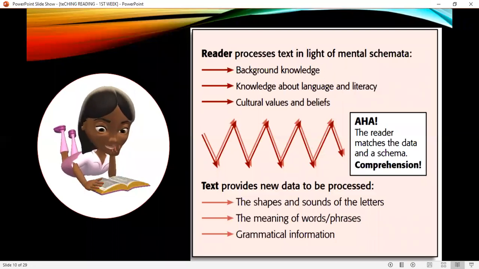And notice the other arrows that you have here. Up and down, up and down, up and down. So there is an interaction. Notice that there is an interaction. And when you do this interaction, so the reader matches the data and the schema, so what do we get? Comprehension.